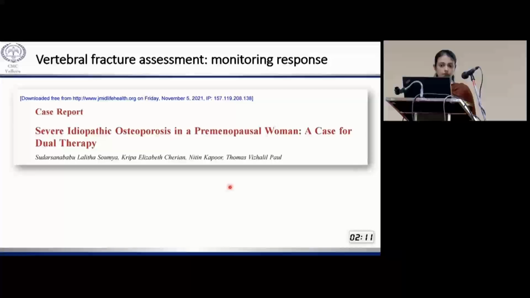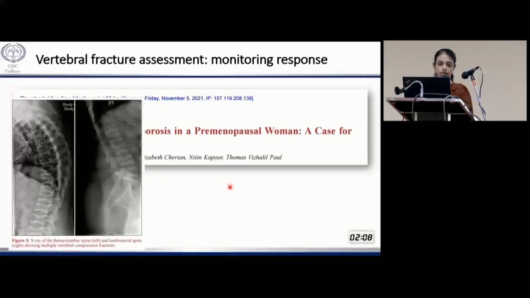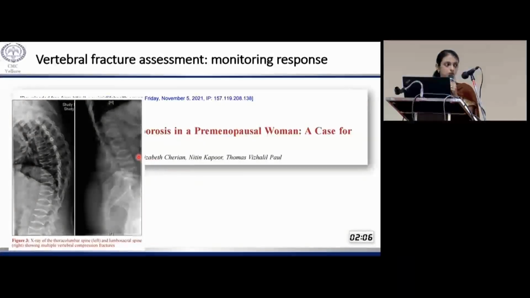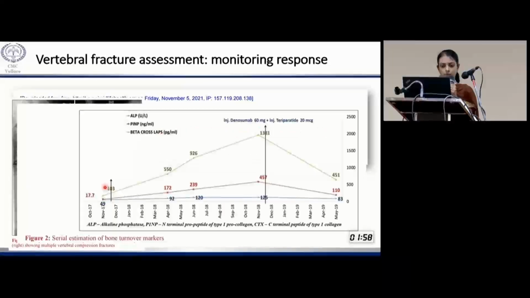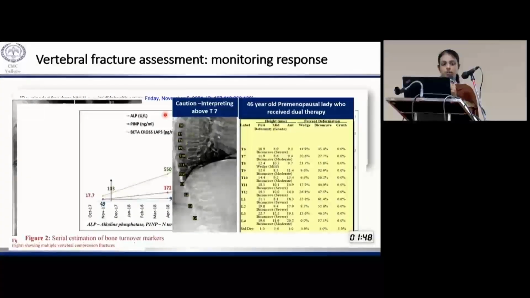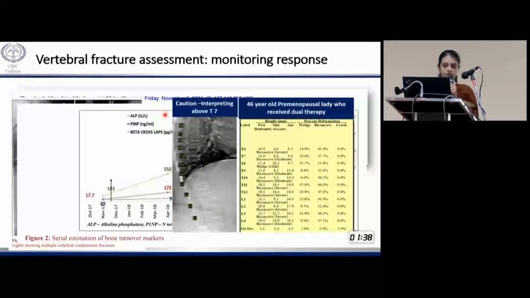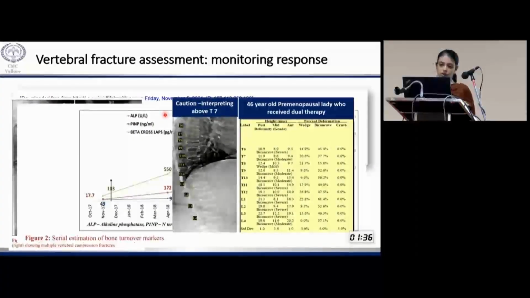This was a young lady, actually a 40-year-old premenopausal lady who had presented with a loss of height and low backache. As you can see, she had multiple vertebral fractures, and we started her on anabolic treatment with teriparatide with sequential denosumab as well. And to monitor her, we are doing serial VFAs to look for whether she has worsening of her existing vertebral fractures or whether she has additional vertebral fractures. So that is another advantage of the VFA.